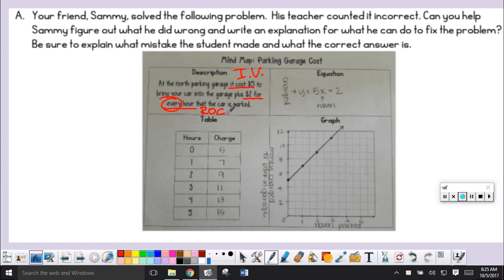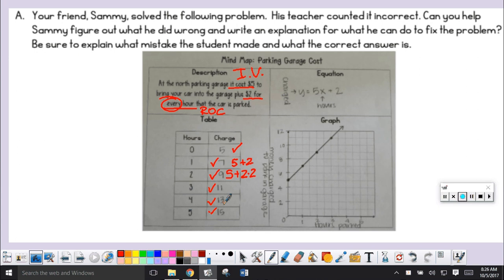That looks good to me. That's my initial value. For 1 hour, I have to pay $7, which would be the initial value plus $2 for 1 hour, so that looks good. For 2 hours, I'd have to pay the initial value $5 plus 2 times $2, because there's 2 hours at $2, which would be 9. That looks good. And if I follow the same process, this whole table looks good. So I'm not going to need to write about the table because the table is correct.